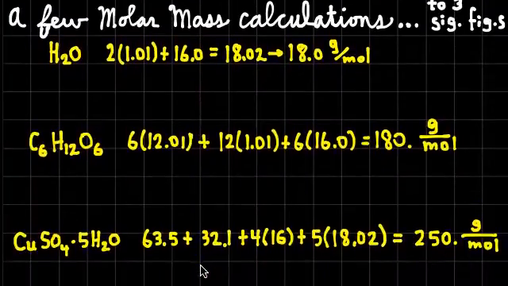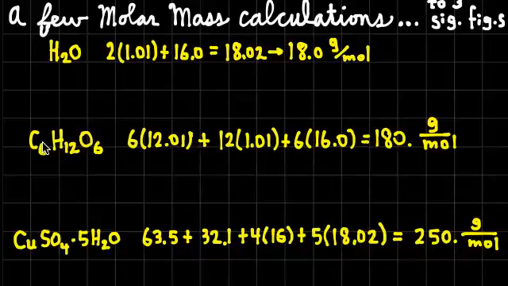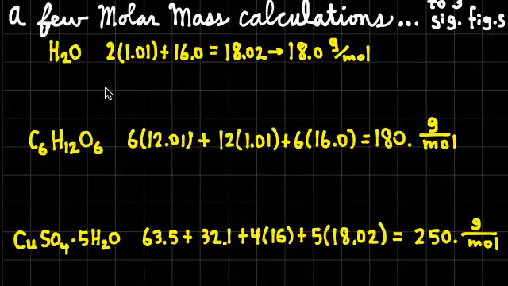Here's a simple sugar, C6H12O6: 6 carbons, 12 hydrogens, and 6 oxygens. That all adds up to 180 grams for a mole. This one's 10 times bigger than this one. I guess this molecule weighs 10 times more than this molecule.